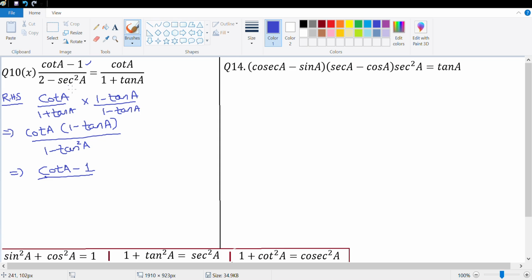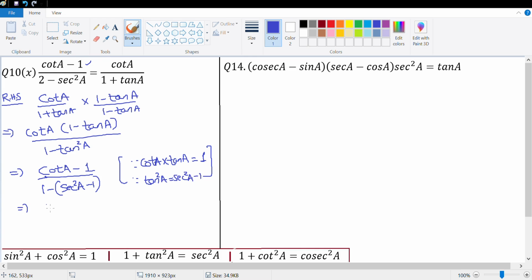Let's see, in the denominator they don't want tan, they want sec. The relation between tan and sec is tan square A is equal to sec square A minus 1. So this is 1 minus sec square A minus 1. Let's write the reason. Since cot A into tan A is equal to 1, because they are reciprocal of each other. Perfect. And the second reason was since tan square A is equal to sec square A minus 1.